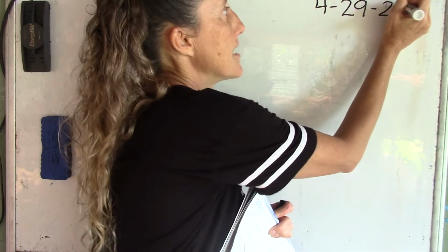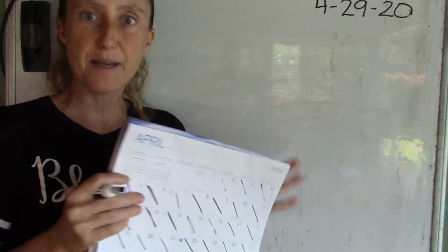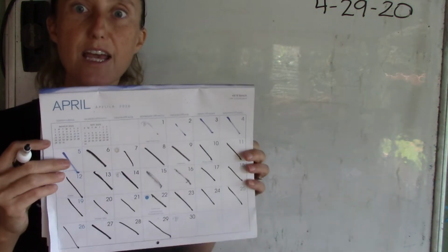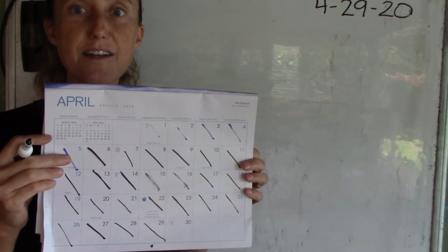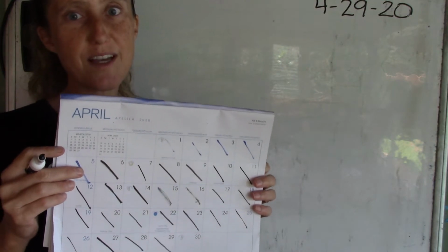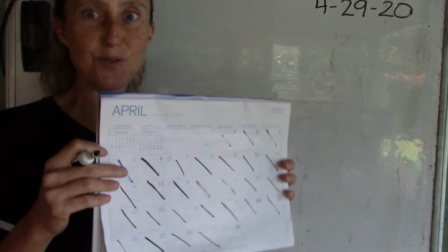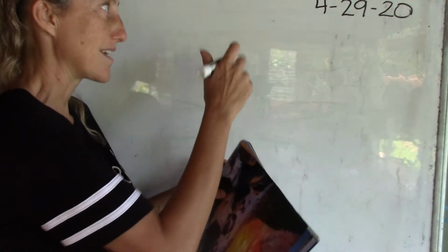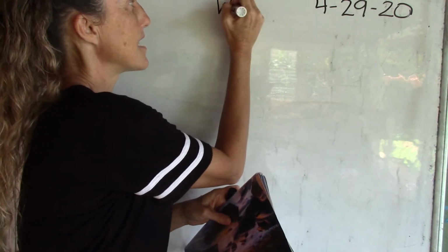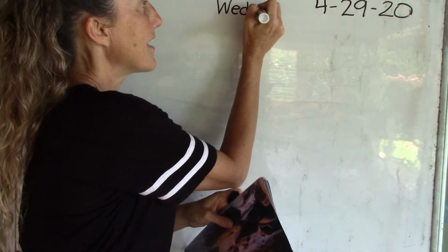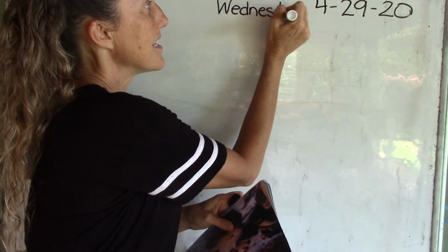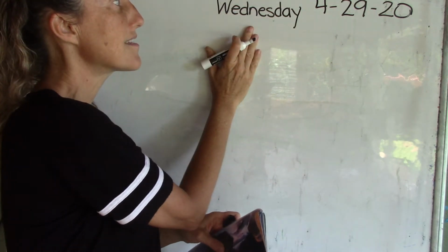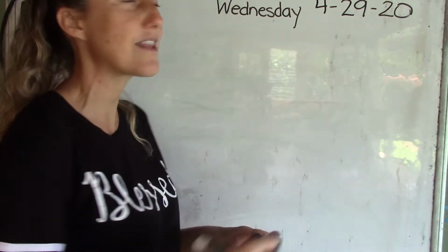And our days of the week are Sunday, Monday, Tuesday, Wednesday, Thursday, Friday, Saturday. If yesterday was Tuesday, then today is Wednesday. So capital W-E-D-N-E-S, day, D-A-Y. Today is Wednesday, April 29, 2020.